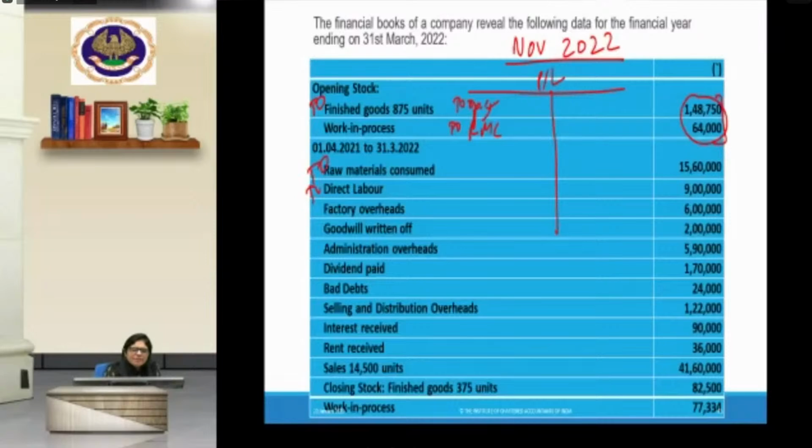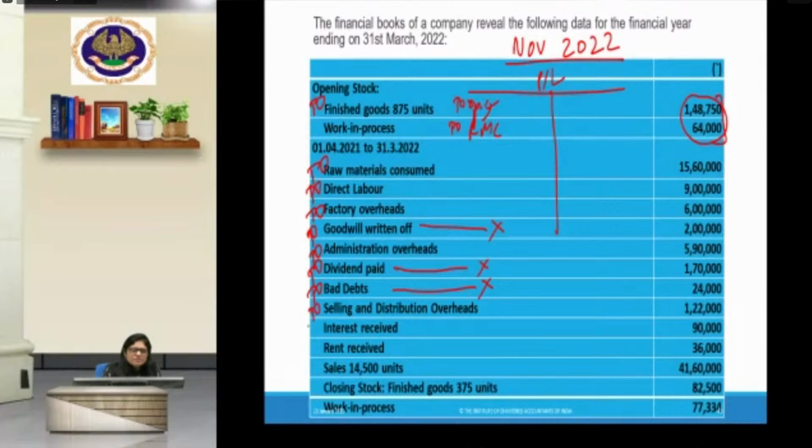Two direct labor, all will come on the debit side. I'm combining trading and profit or loss account. Two factory overheads. Two goodwill written off. It will come in profit or loss, not in cost sheet. Two admin overheads. You just have to debit all these expenses. Two dividends paid. Two bad debts. Bad debts don't come in cost accounting. Goodwill does not come in cost accounting. But we are making profit or loss first.